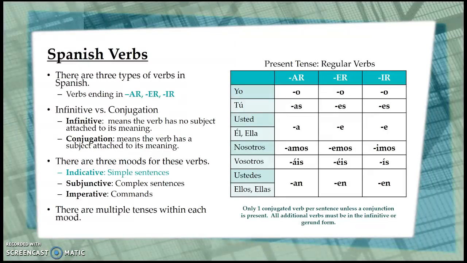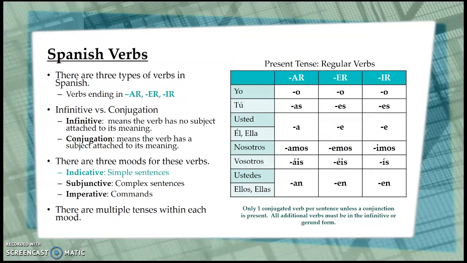For ER and IR verbs, the endings are nearly the same. The only difference is encountered in the nosotros and the vosotros. O, es, e is identical for both an ER and an IR verb. But now they are different. Emos, éis for an ER verb, imos, ís for an IR verb, and then finally en for the ustedes, ellos, and ellas form. Now remember, we take off the infinitive, we take off the AR, the ER, and the IR, and then we add these endings to them.